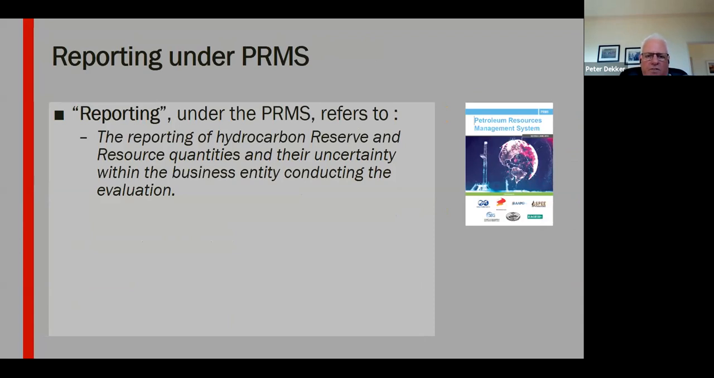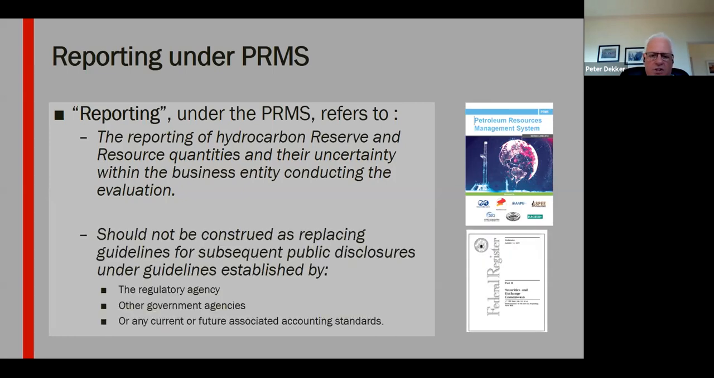Reporting under the PRMS refers to reporting of hydrocarbon reserves and resource quantities and their uncertainty within the business entity conducting the evaluation. Although we use value to identify whether something is a reserve or a resource, we don't report on the value itself per se. We report on the quantities we get out. It is left to the reporting to the stock exchange to give the value there. But we should have a feeling for the value. It should not be construed as replacing guidelines for subsequent public disclosures and the guidelines established by either the regulator or the government agencies or any current or future associated accounting standards. So the petroleum resource management system is really telling you how many barrels or million cubic feet we can recover from the underground. And to know whether it's reserves or resources depends on whether it's economic or not economic. And for that, we need to have the value.